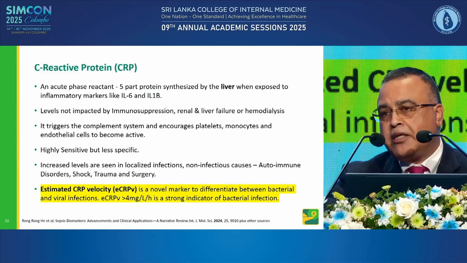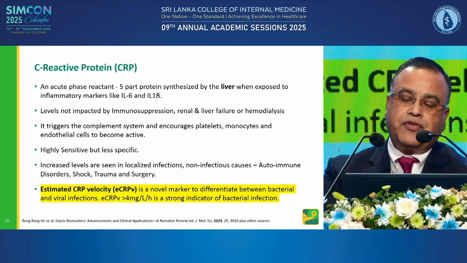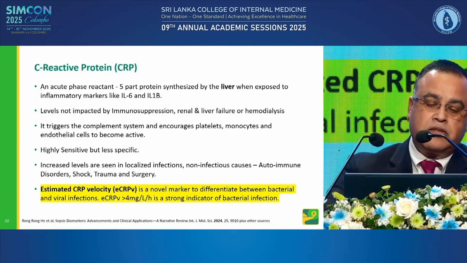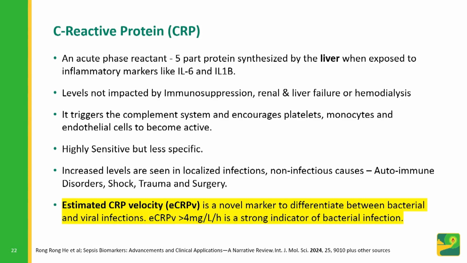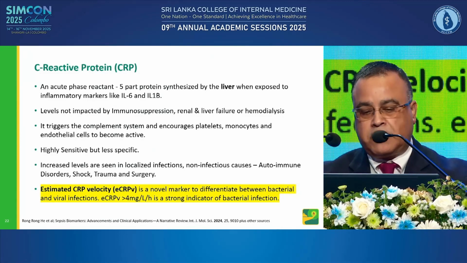There is a new marker called estimated CRP velocity. This is a novel marker to differentiate between bacterial and viral infections. And if your eCRP velocity is more than 4 milligram per liter per hour, that is a very strong indication for bacterial infection. So stay tuned, more to come on eCRP velocity test.